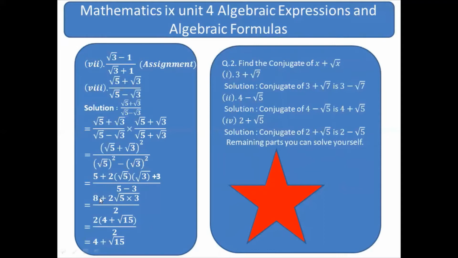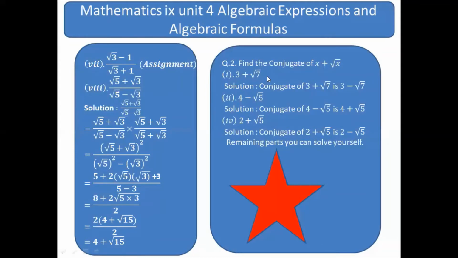So here 5 plus 3 is 8, 8 plus 2, and by using the multiplication property, we can multiply these two surds which are of the same order. So we can write this as 5 multiplied by 3. Now we can take 2 as a common factor. Here 5 minus 3 is 2. So from the numerator we can take 2 as a common factor. By taking 2 common from these two terms, we have 2 within brackets, 4 plus square root of 15. So this cancels out with this one, and we are left with 4 plus square root of 15.